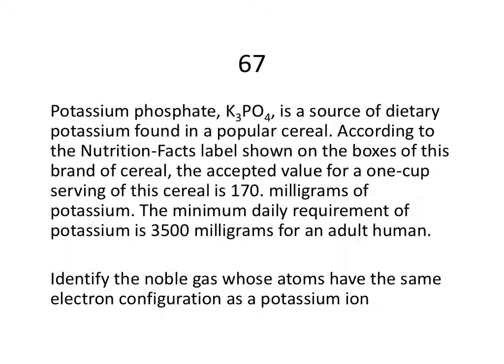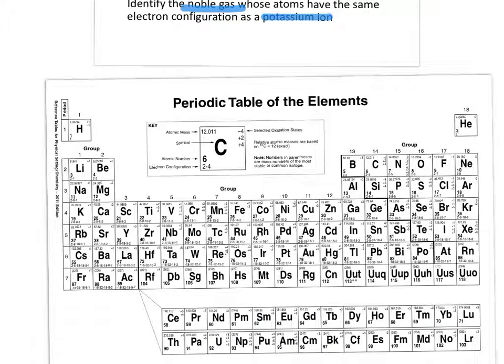So in this one, they want you to identify the noble gas whose atom has the same electron configuration as a potassium ion. We're going to go to the periodic table and find potassium. This is potassium right here. Potassium is a metal, and a metal is going to lose its electron. It's going to lose one electron. The question here is, when it loses an electron, which noble gas is it going to look like?